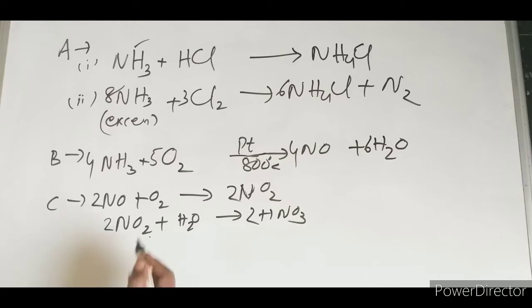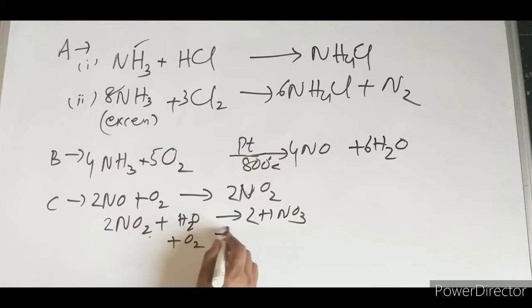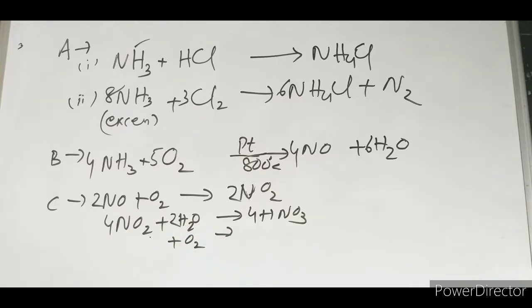HNO3, and here this one also oxygen, it comes along with that one. So what we are getting? Now here you see this NO with oxygen gives NO2, and NO2 with water along with oxygen, because oxygen will be there for oxidation, gives rise to HNO3. This one will be the third one.